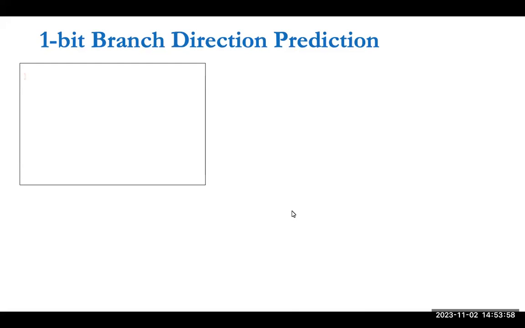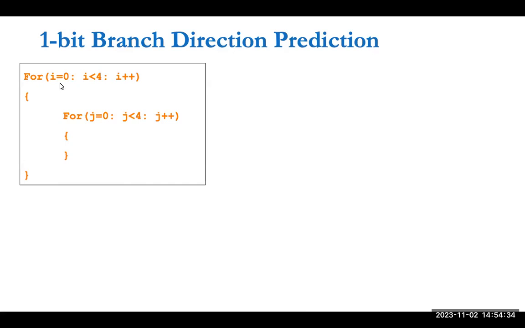So let us consider a loop: for i equal to 0, i less than 4, i plus plus, and the inner loop is for j equal to 0, j less than 4, j plus plus, and then it ends. So now we need to find out this branch direction, whether it goes back or whether it goes forward. So from this, let us find out the actual outcome of this branch.